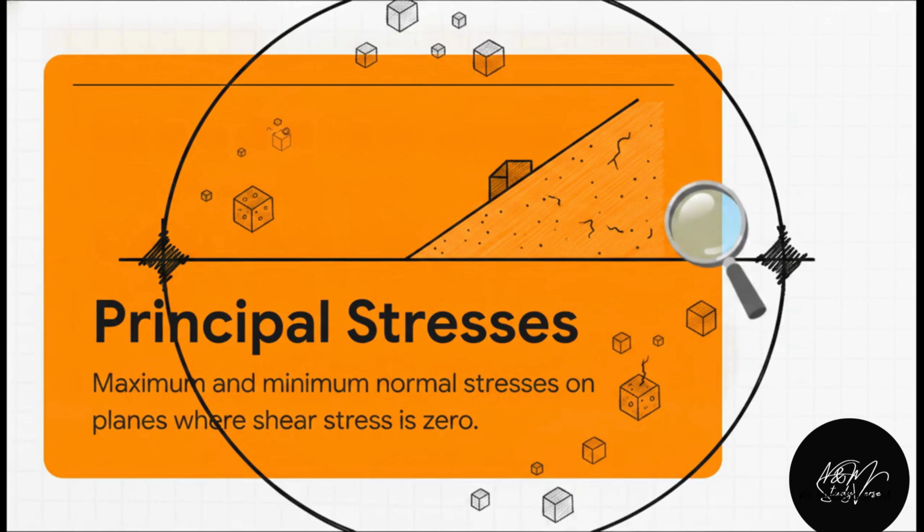Now, the absolute most crucial part of this is finding what we call the principal stresses. These are located at the far left and far right edges of your circle. Notice how at those specific points the circle crosses the horizontal axis? That means the shear stress there is exactly 0. Pinpointing these maximum and minimum normal stresses is an absolutely essential first step in predicting when your material is going to fail.